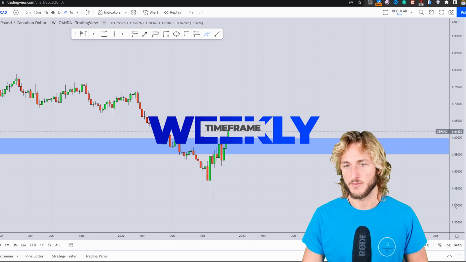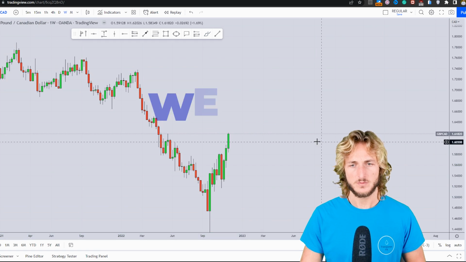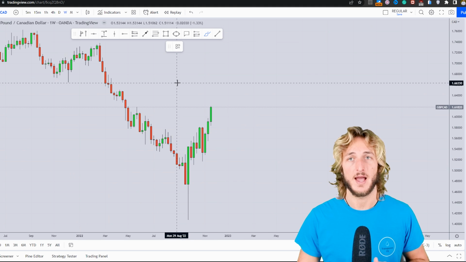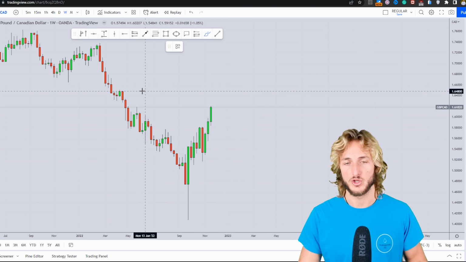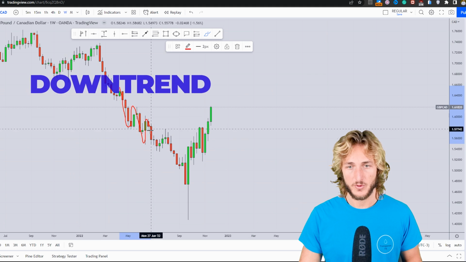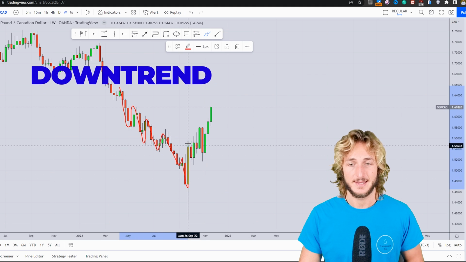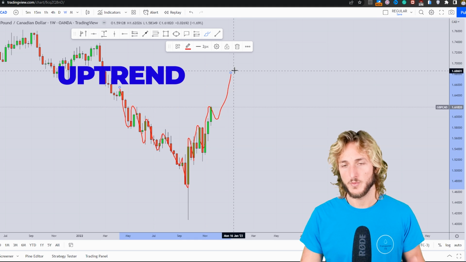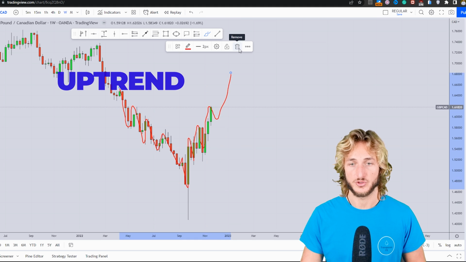Dropping down to the weekly time frame, what can we expect? Now, from a weekly perspective, it's also quite clear that we shifted from having a bearish trend to now having a bullish trend. In fact, we went from creating lower lows and lower highs, then inverted, and we're now creating higher highs and higher lows. So from here, we could expect more potential bullish continuation.